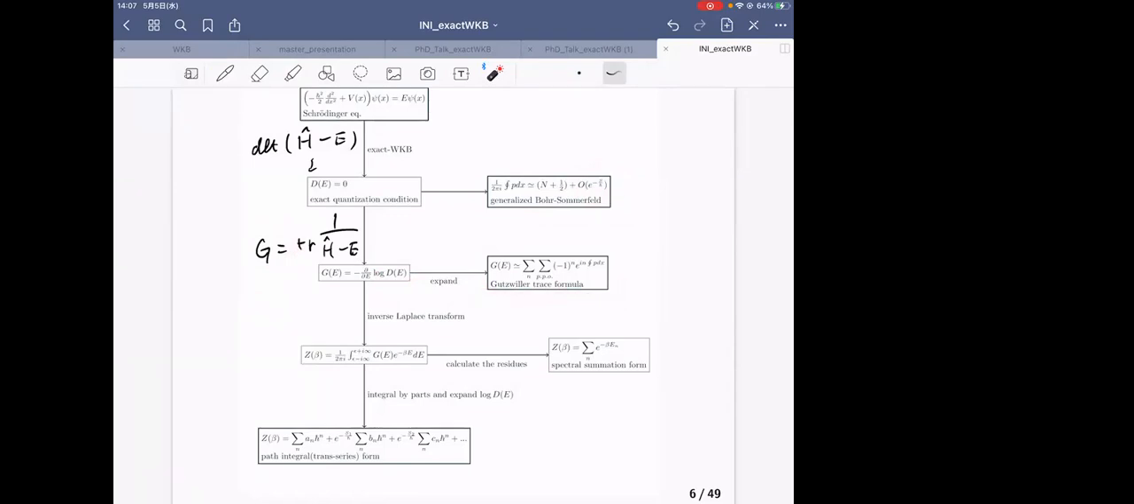And after that, when we consider the inverse Laplace transformation of this G, then we obtain the partition function Z. And calculating the residue of this integral, then we obtain the spectral summation form of the partition function. Without calculating the residue, but expanding this logarithm part, then we obtain the path integral form, or you can say transseries form of the partition function. This is the flow of my talk.